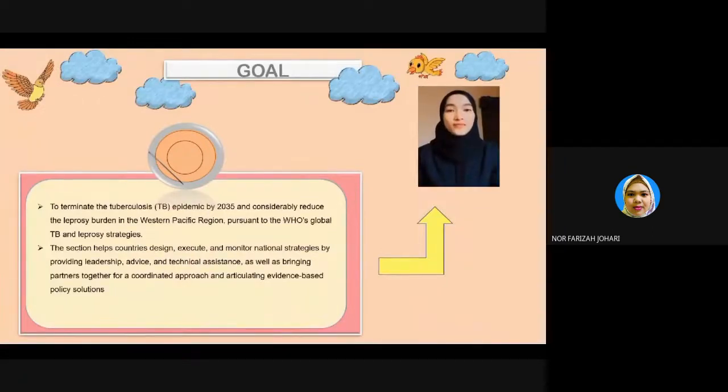Next, the goal of this program is to end the epidemic of TB by 2035 and to reduce the leprosy burden in the Western Pacific region. The division helps countries design, execute and monitor national strategy by providing leadership, advice and technical assistance, as well as bringing in partners for a coordinated approach and articulating evidence-based policy solutions.